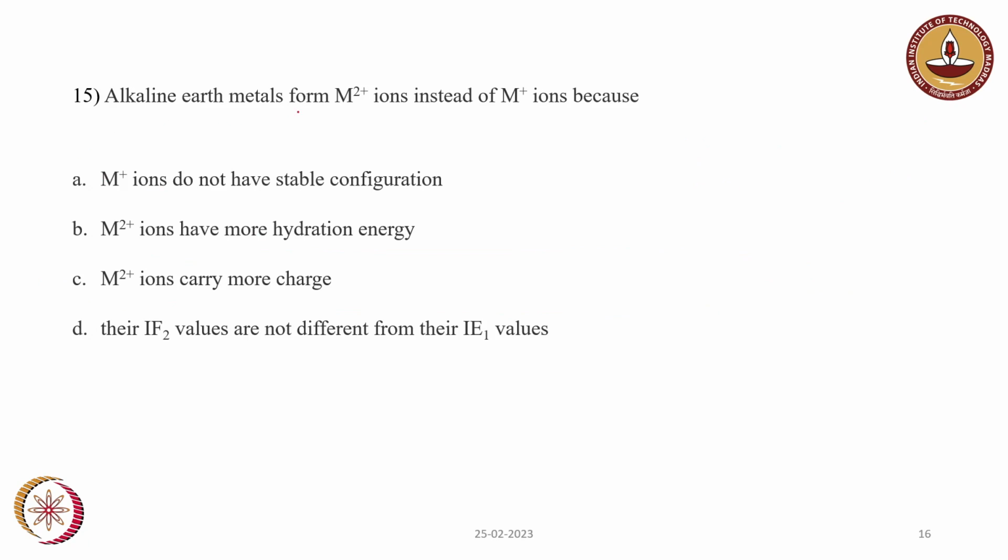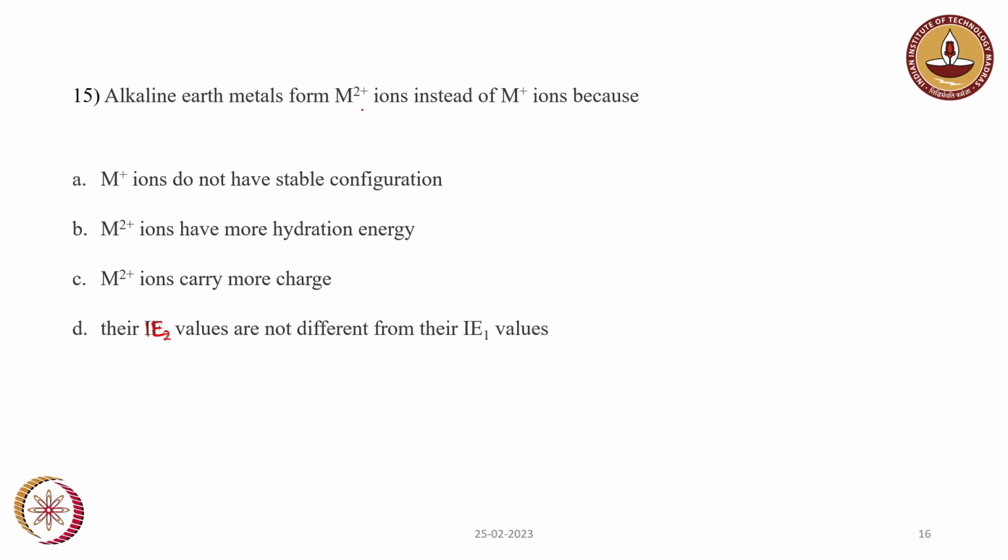And the next question is: alkaline earth metals form M2 plus ions instead of M plus ion because, option A, M plus ions do not have a stable configuration. B, M2 plus ions have more hydration energy. See, M2 plus ions carry more charge, and their IE2, secondary ionization energy values are not very different from their IE1 values.